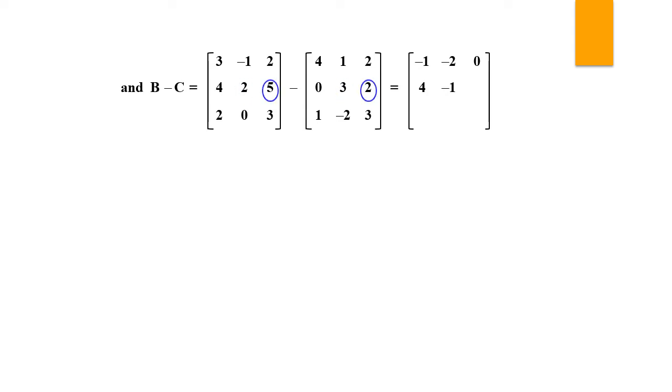1, 5 minus 2 is 3, 2 minus 1 is 1, 0 minus of minus 2 it will be plus 2 and 3 minus 3 will be equal to 0. So we have obtained the value for B minus C.